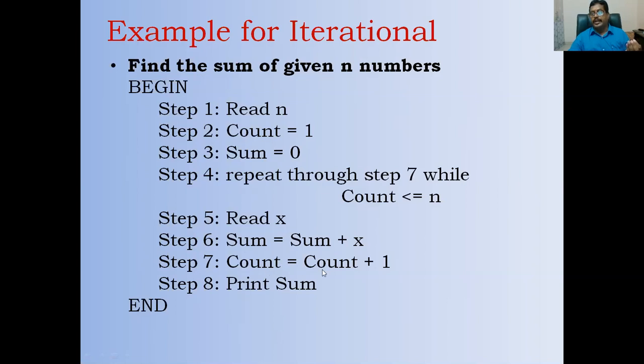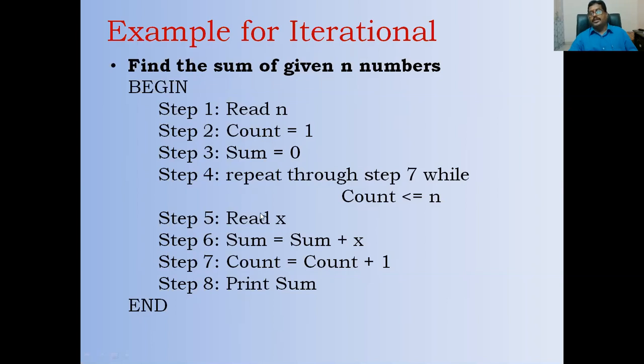Counter is going to be incremented. Once incremented, again it will come to step 4. Again, we are going to check that condition: count is less than or equal to n. Now 2 is less than or equal to 5. Because of this, a second value is going to be read. Second value is going to be added to the sum value, and finally it is going to be stored into the sum. Counter is going to be incremented by 1.